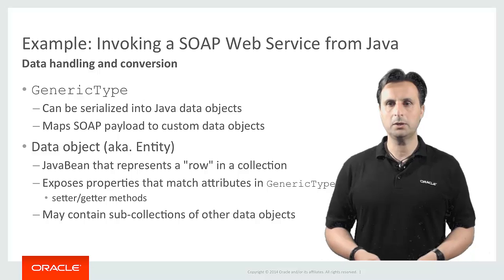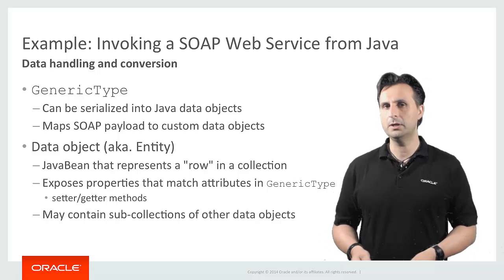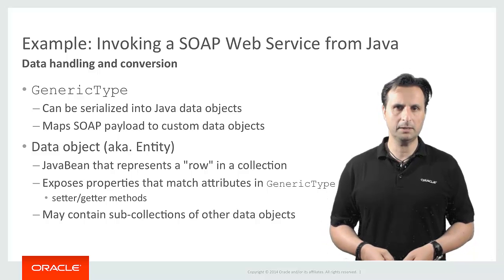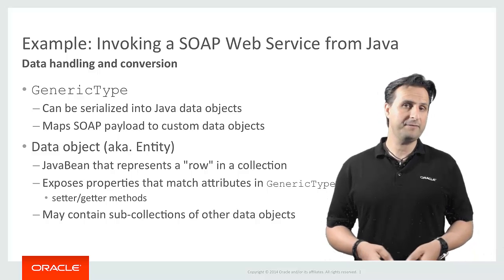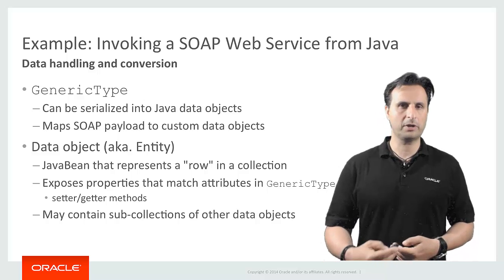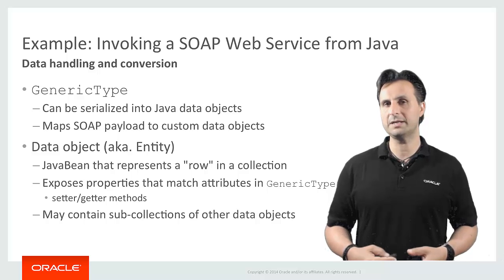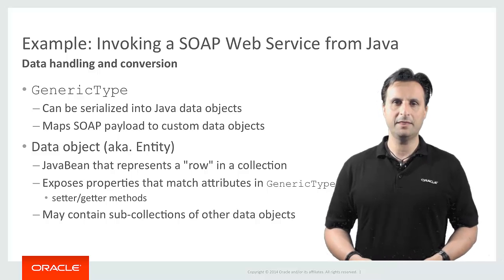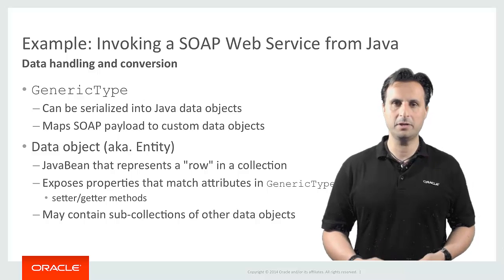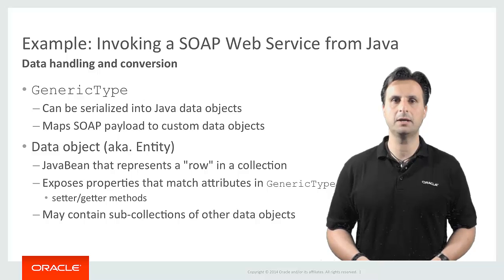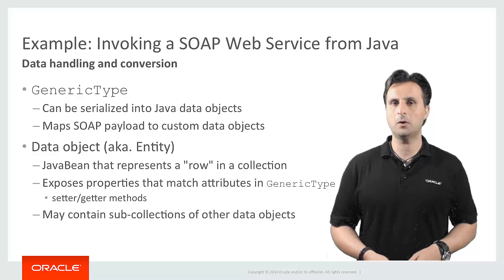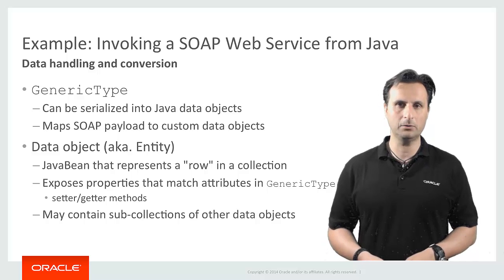Because this way we can use a utility class I'll show you later to just dump the generic type into the entity, in the data entity. If the generic type contains subcollections, like you're requesting departments, and with the departments you get nested objects of employees, then this structure needs also to be mimicked in the data object. So you will have a nested collection in this data object representing, for instance, employees. So the structure of your data object must match the payload.